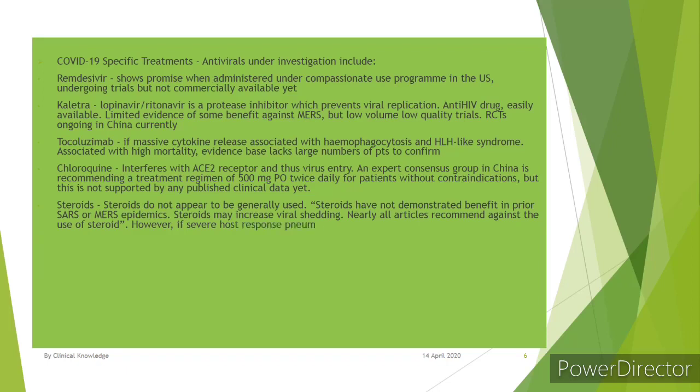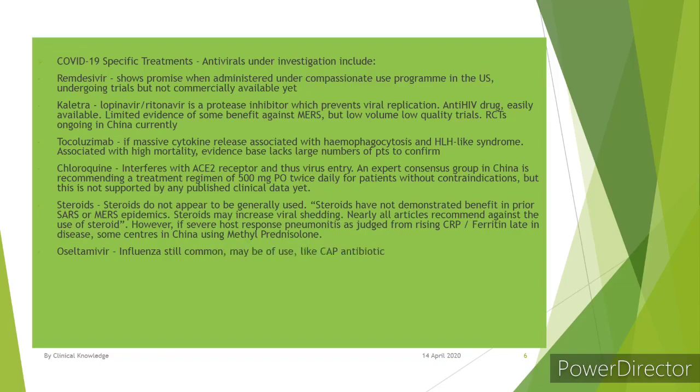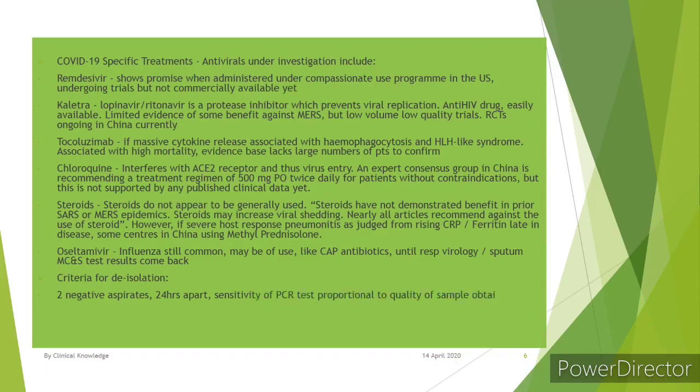Oseltamivir: influenza is still common, so it may be used like CAP antibiotics until respiratory virology or sputum MC&S results come back. Criteria for de-isolation: 2 negative aspirates 24 hours apart. Sensitivity of the PCR test is proportional to quality of sample obtained; ETT aspirates are more sensitive than NPA or throat swabs. Because of lack of PCR sensitivity, around 75%, if high clinical suspicion despite negative PCR, recommend senior clinical review for final decision regarding de-isolation.